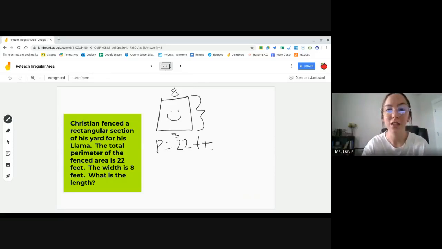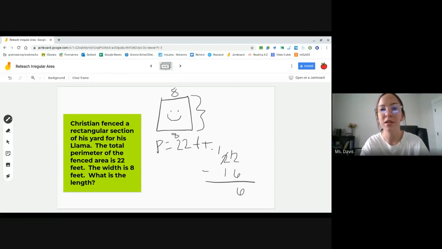So I'm going to take the total and subtract what I already know, which is the 8 on the bottom and the 8 on the top. So 22 minus 8 twice, and 8 twice is 16 because 8 times 2. Or I could just subtract 8 and then subtract 8 again. So I'm going to subtract 16 and save myself a step. So 2 minus 6 I can't do, so I'm going to regroup and borrow a 10. 12 minus 6 is 6, and then 1 minus 1 is 0.